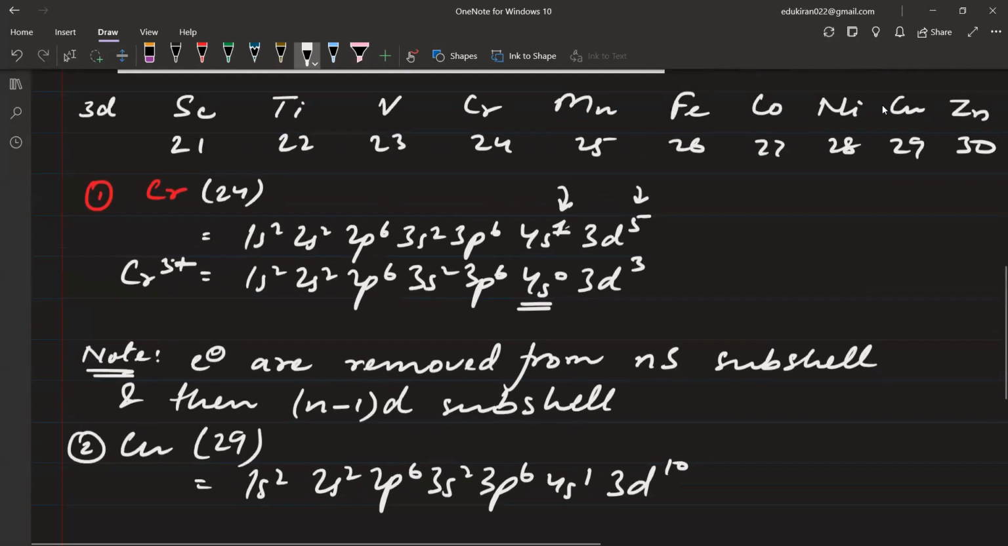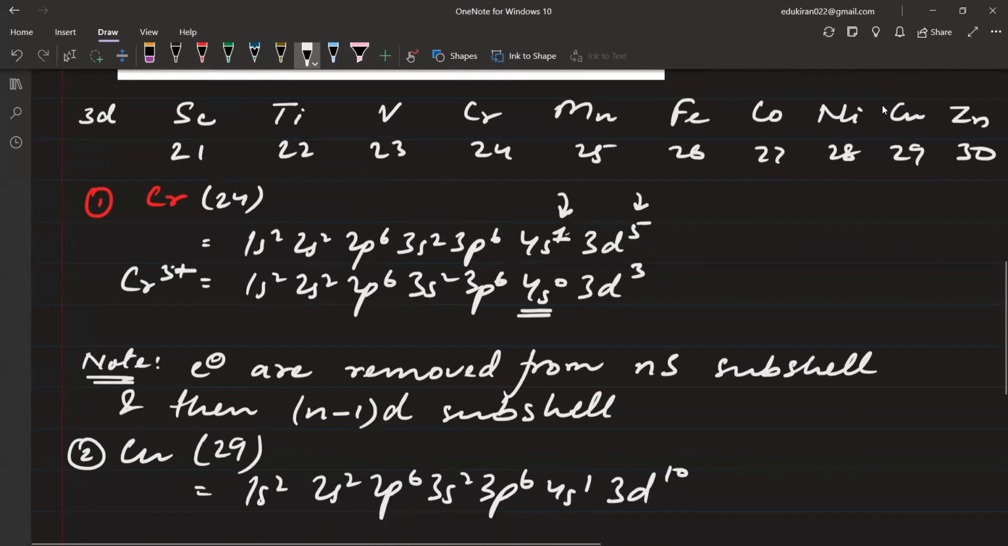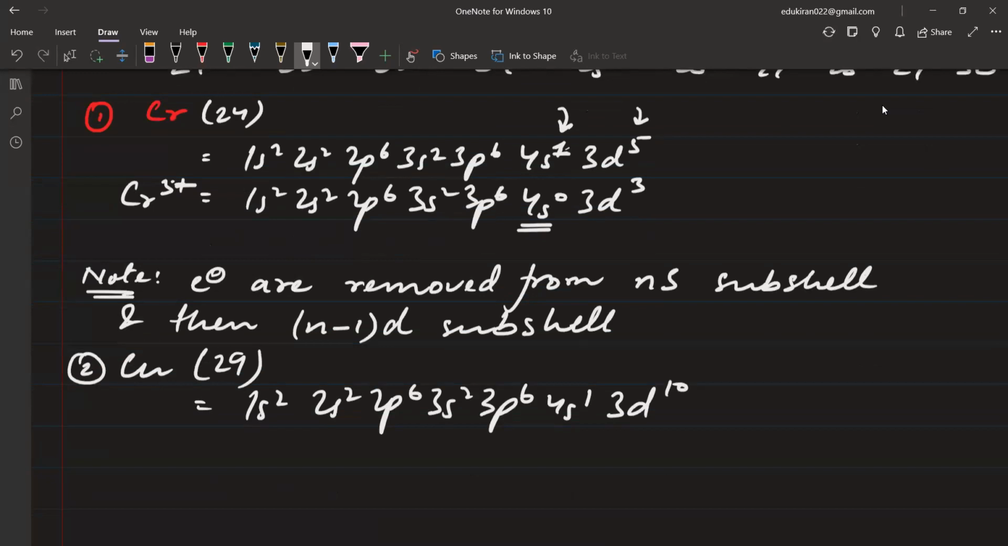4s1, 3d10. All of you know this. Copper and chromium have anomalous electronic configuration because of the stability of the half-filled 3d in chromium and fully filled 3d in copper. Now for copper +1, tell me guys, where should I remove the electron from? 4s or 3d? Where should the electrons be removed from? 4s. So 4s1 will become 4s0.